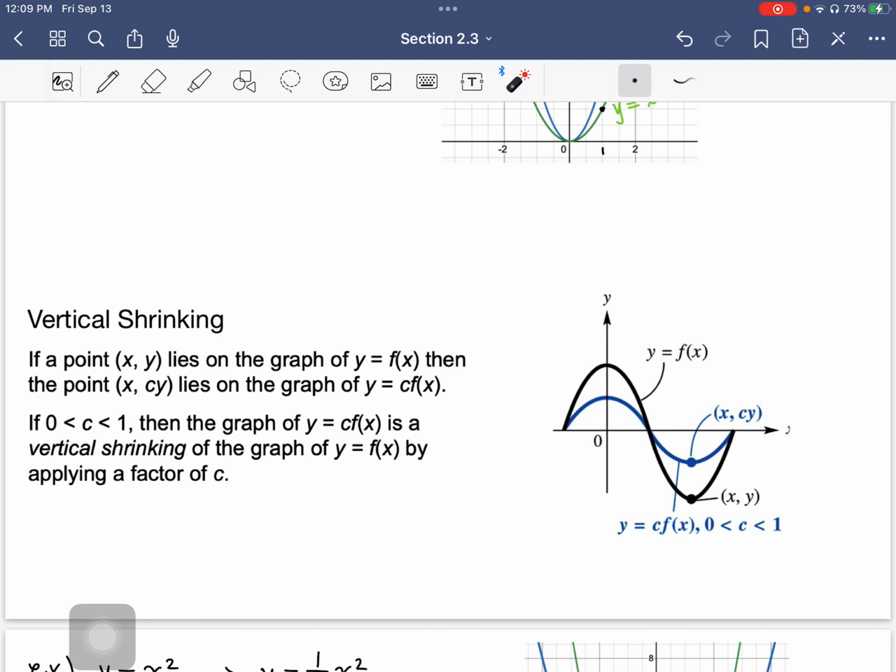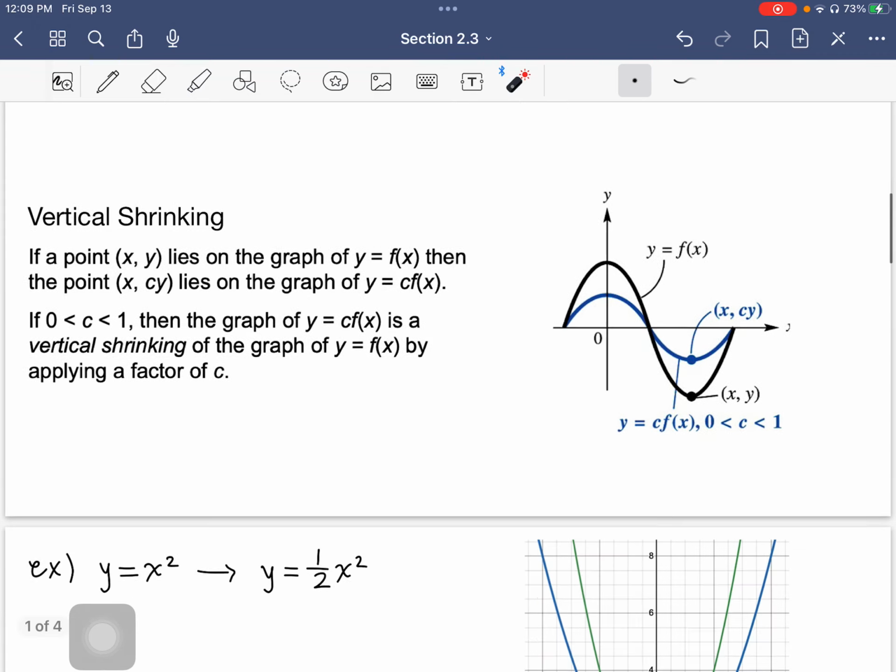So again, if we have our original function here, this black curve, and we were to apply a factor of c that's in between 0 and 1, then this graph shrinks vertically. So instead of stretching it or pulling it in this direction, we're kind of pushing it down in this direction. So this would be our original point that we were talking about, and then by applying the factor of c, this point is pushed towards the x-axis.